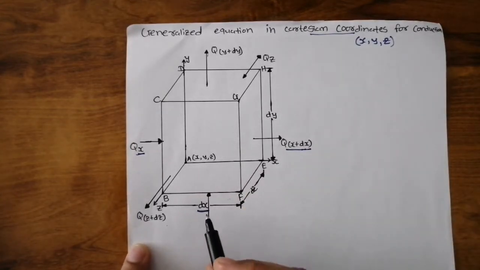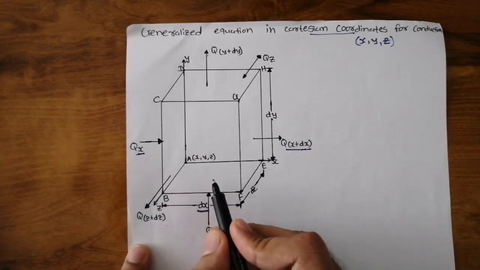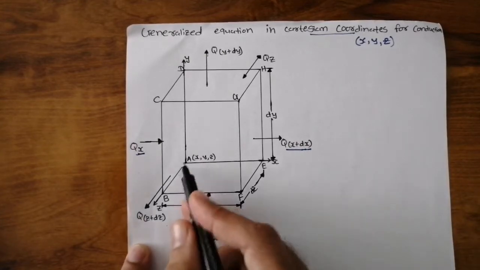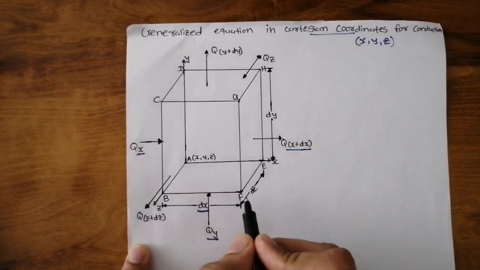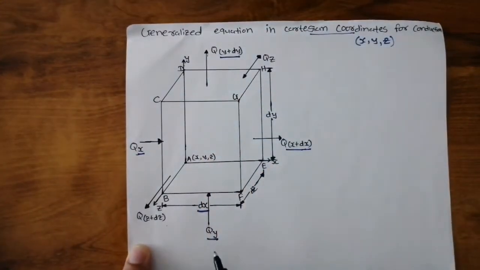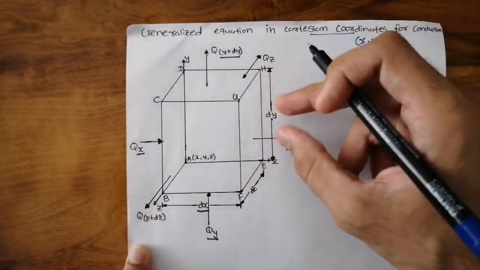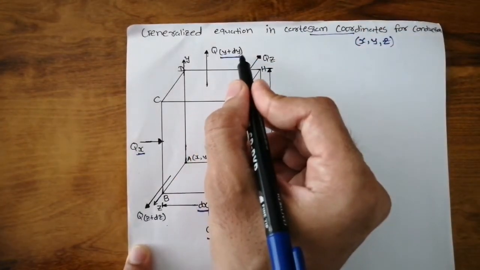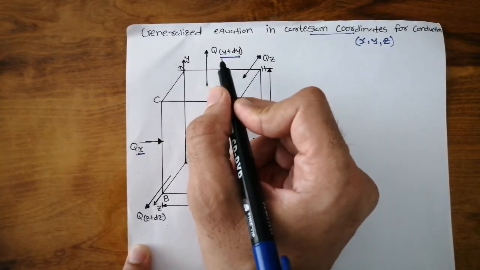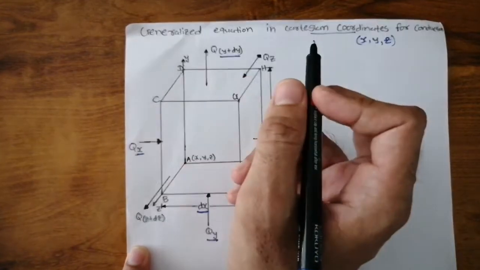Now similarly we consider the y direction. Heat flows in the y direction, so from the bottom of the element it will be qy. So qy is the rate of heat flowing in at the bottom of the element from the face ABEF. And then for y we write qy plus dy. In the y direction, the thickness of that element is dy, so we write qy plus dy. Here qy plus dy means the heat flowing out of the element in the y direction.